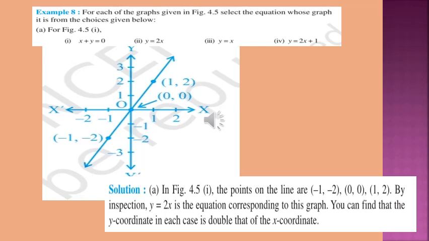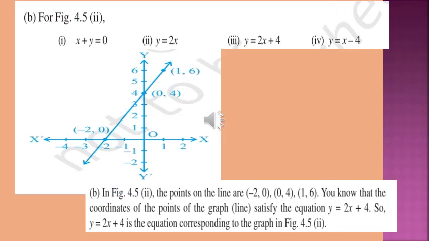Now y equals 2x. Put the value x equals 1 in the second equation, so y equals 2 into 1, which is 2. Yes, so this equation satisfies the given graph. Now y equals x. No, because both coordinates are different. And the fourth condition is also not satisfied. So the condition which is satisfied is y equals 2x. We can see that the y coordinate in each case is double that of the x coordinate.